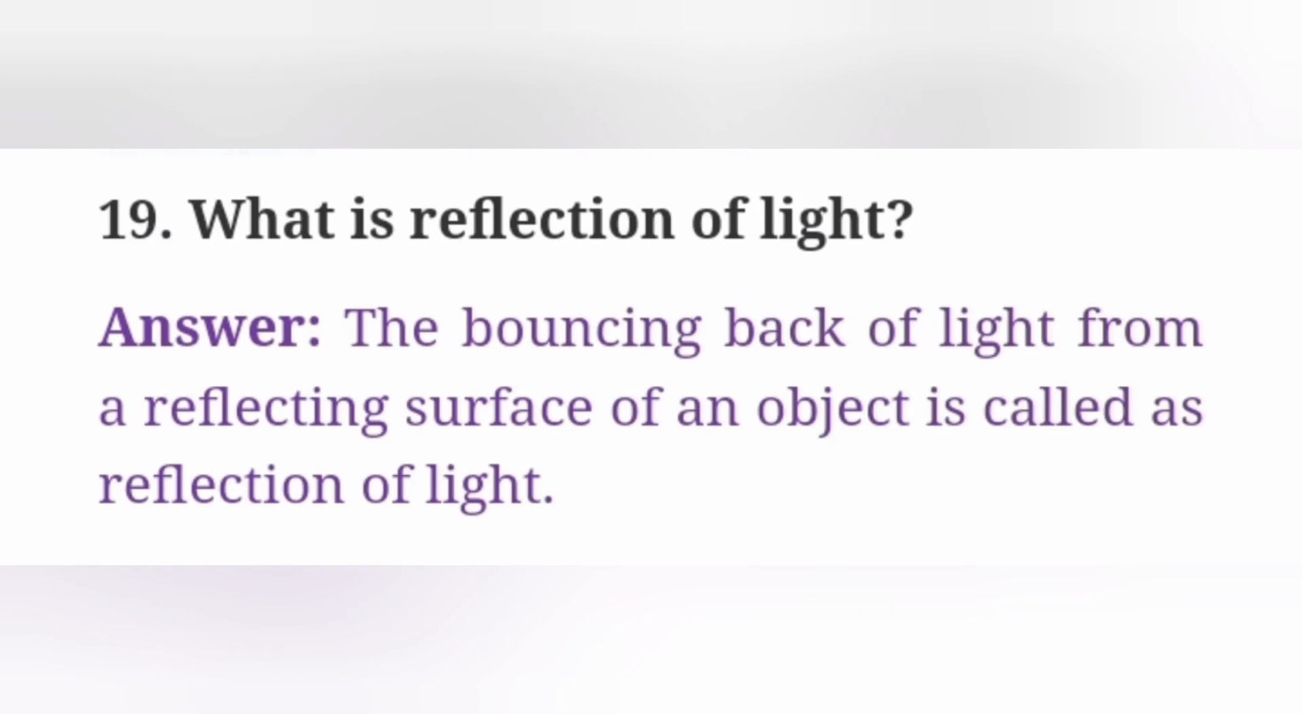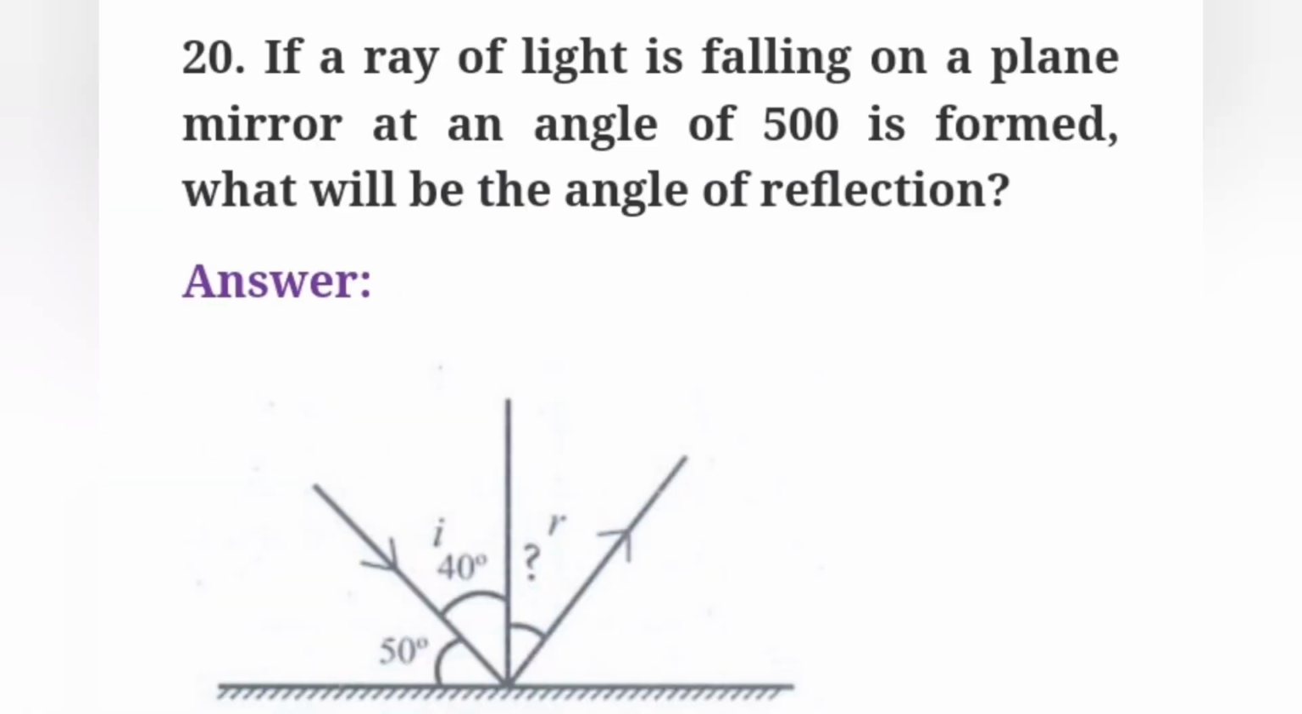19th one, what is reflection of light? Answer: the bouncing back of light from the reflecting surface of an object is called reflection of light. 20th question, if a ray of light is falling on a plane mirror at an angle of 50 degrees, what will be the angle of reflection? Answer: draw this one.